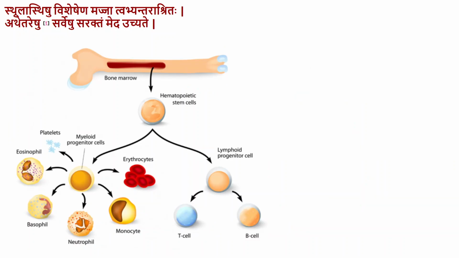Similarly, the majja, again, is not only the bone marrow. The active functions of the majja have to be recognized. Sulastishu visheshena majja to abhyantarashtira acetareshu sarveshu saraktam medam chire. Majja is not only the bone marrow, the active functions of the majja are essential for the production of all the RBCs and the whole immunological mechanisms, all those immunological mechanisms which are dependent on these myeloid cells, myeloid categories.